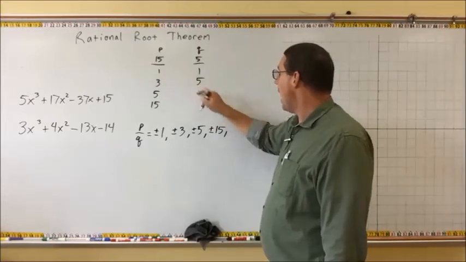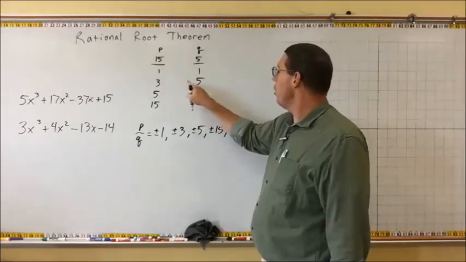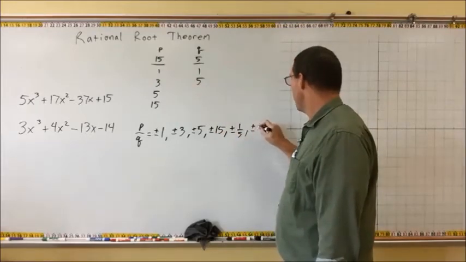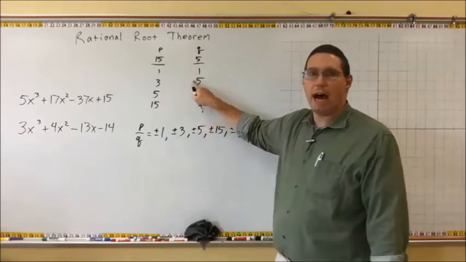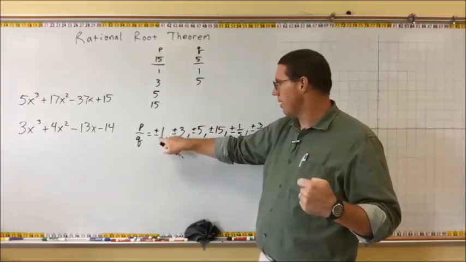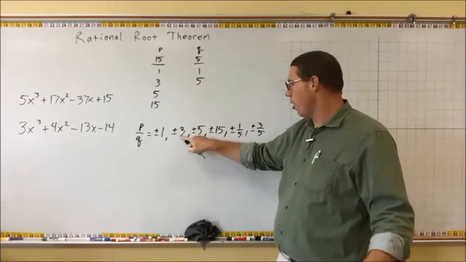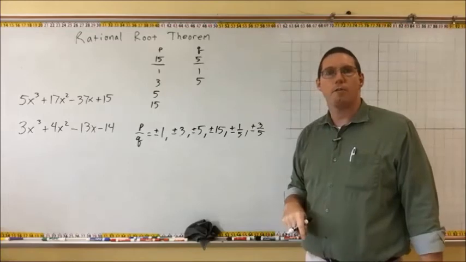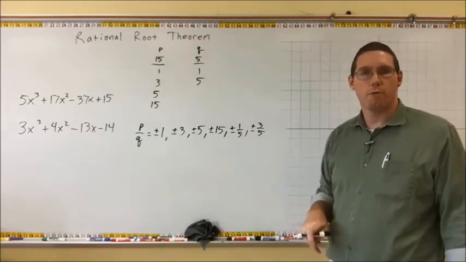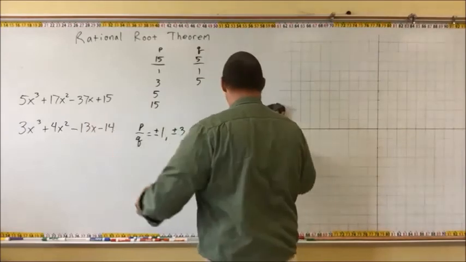1 over 5, so plus or minus 1/5. 3 over 5, plus or minus 3/5. And then 5 over 5, well, that's 1, and we already wrote that here. 15 over 5, that's 3, and we already wrote that here. So we're done. That's all of our possible rational roots. Okay? All right, last one. Try this one right here.